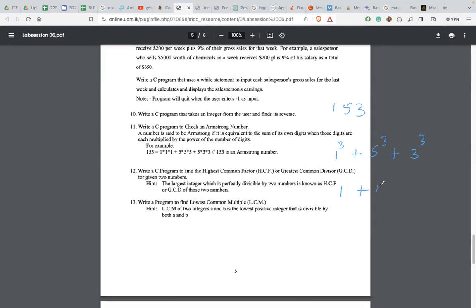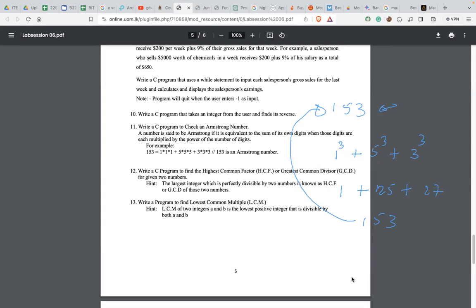Okay, then 125 plus 3 into 3 is 9. 9 into 3, what is it? 27. Then try to add this one: 1, 5, 3, 153. When you add this one, 153. Now you can see it is equal to the initial value. Once you calculate, if it is equal to the initial value, we call this number an Armstrong number.